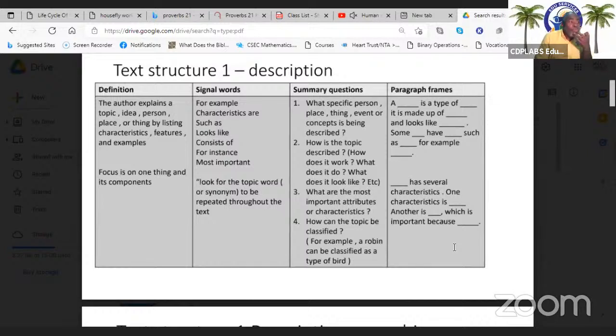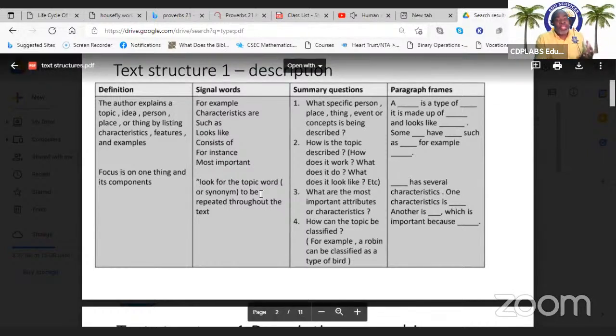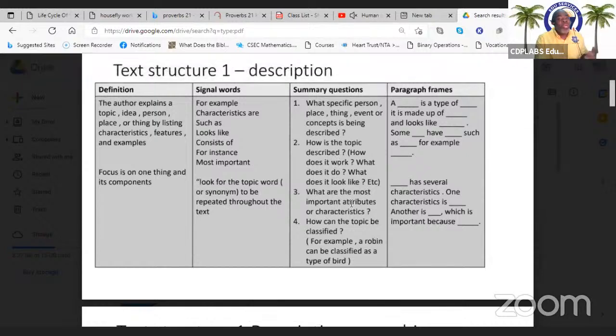However, when reading the things, there are some nice little questions to summarize what you're reading. What specific person, place, thing, event, or concept is being described? So when you're reading, you're looking for what is being described. Is it a process being described? They could have asked you to describe in that possible question you looked at earlier. They just give you the outline. So they're helping you to summarize the whole thing.